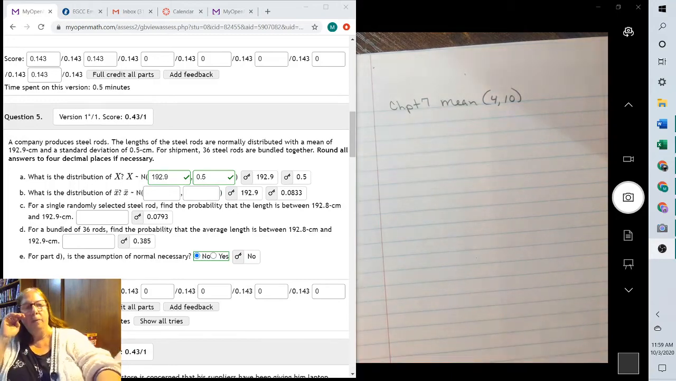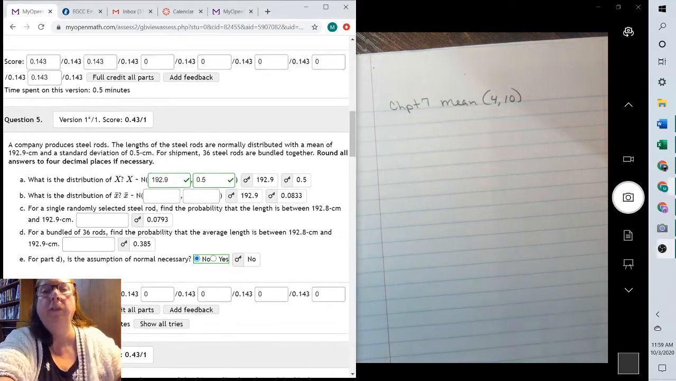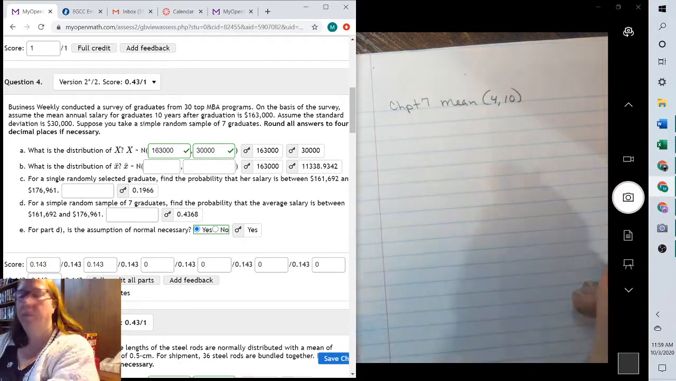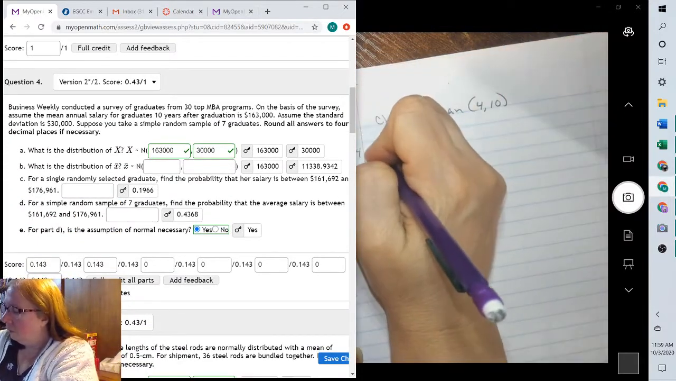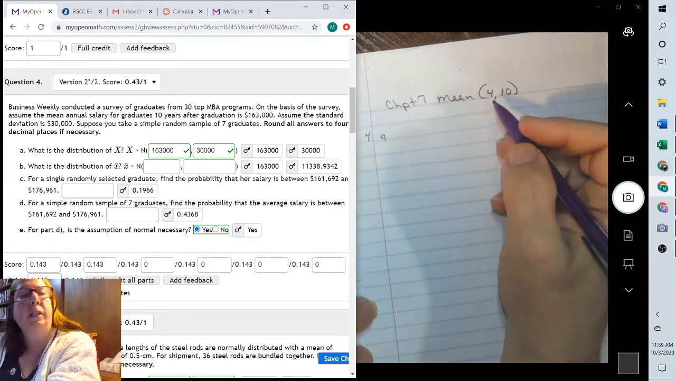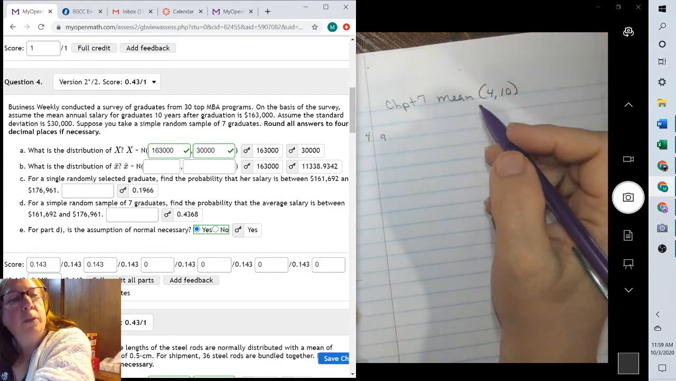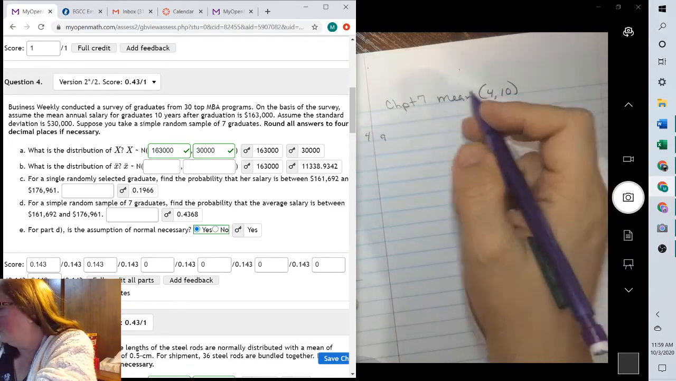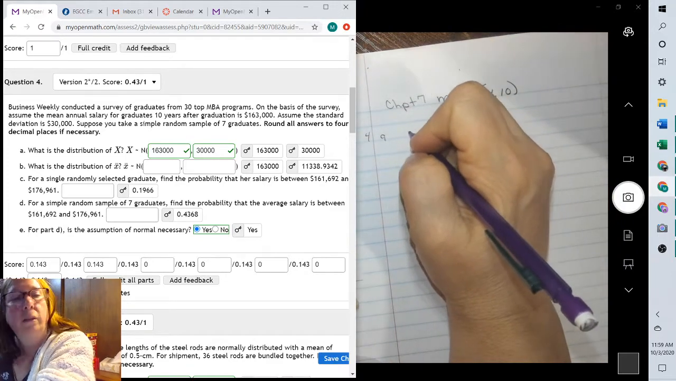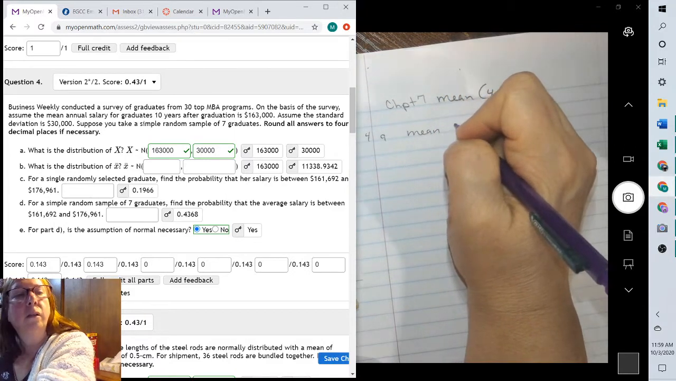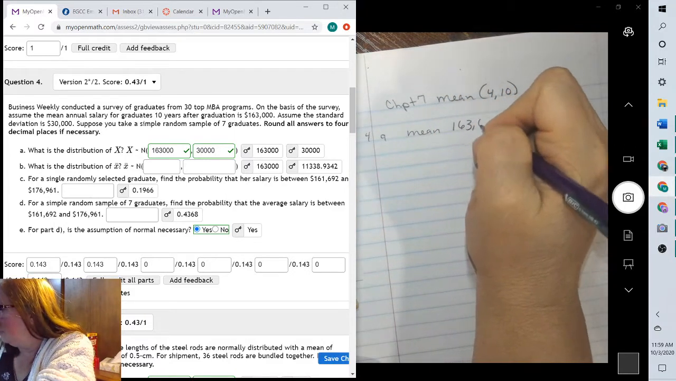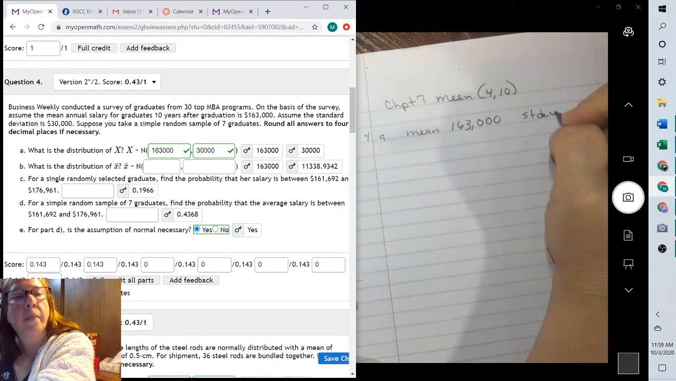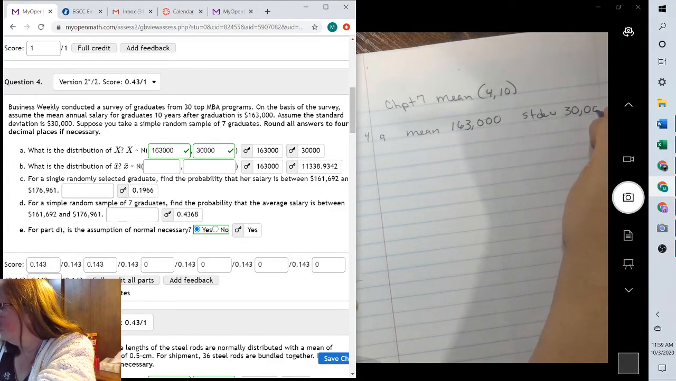Hello. I wanted to go over a couple of problems for you. Number 4, and this is in Chapter 7, the mean. The first part, which you do have right, it's just asking for your mean and your standard deviation of the group. So the mean was the 163,000, and the standard deviation was the 30,000.